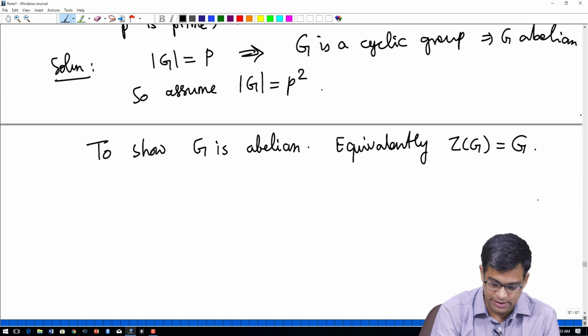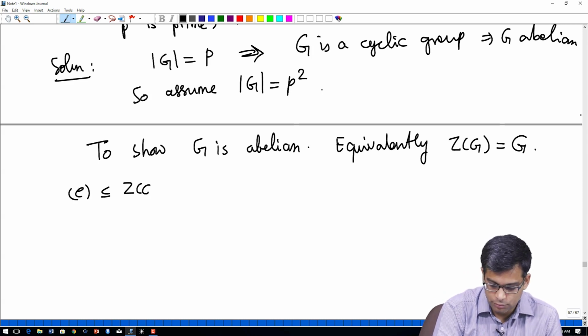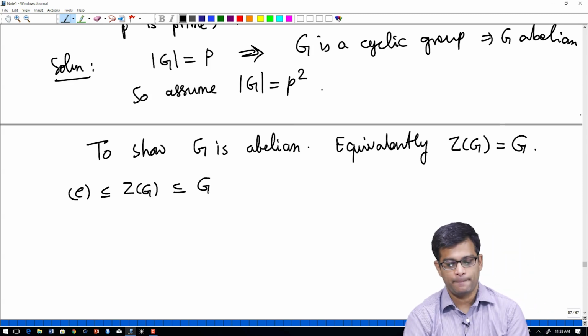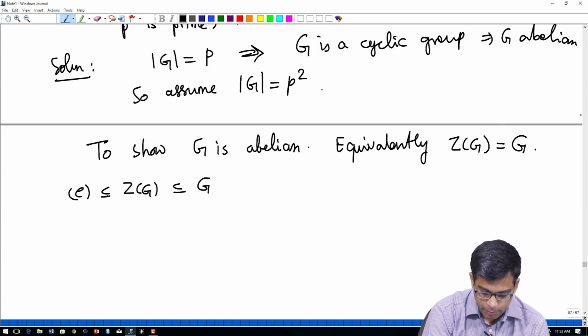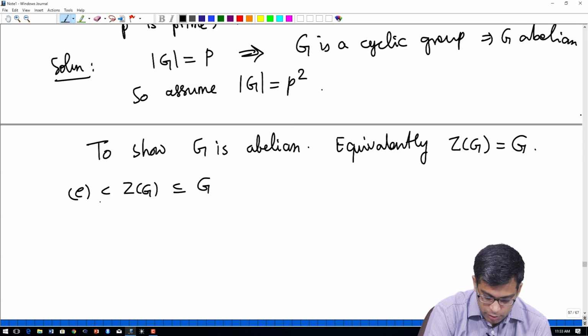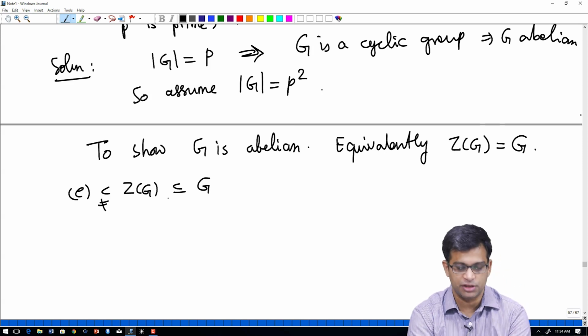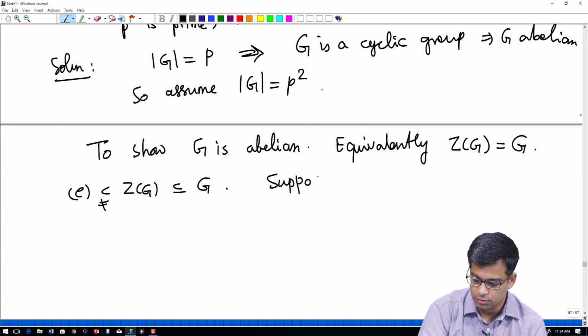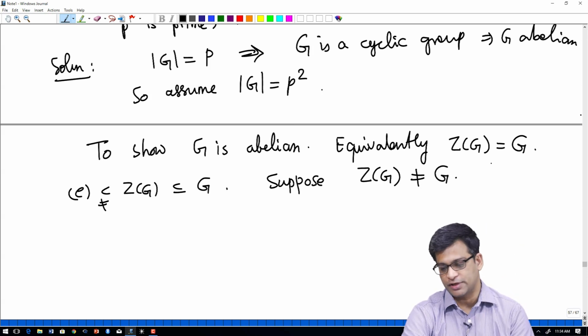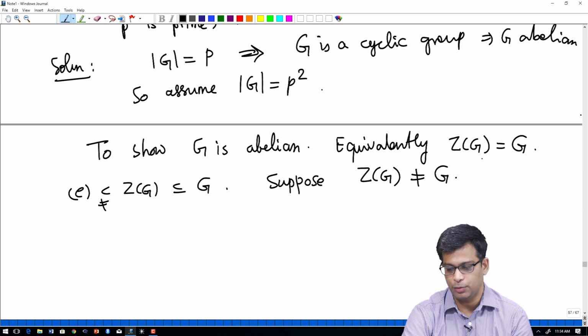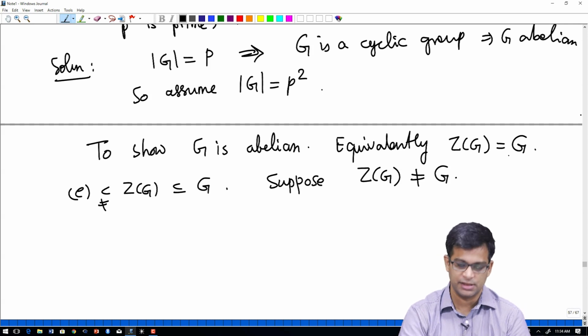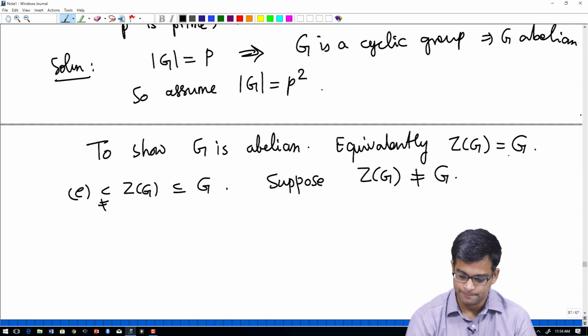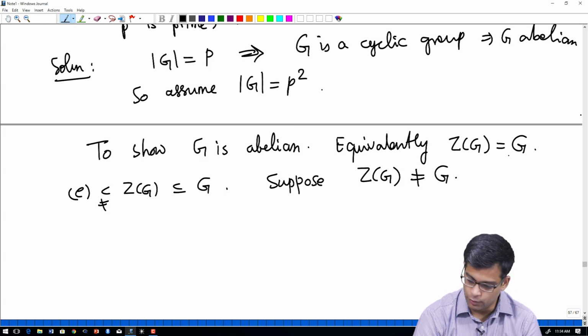What are the possibilities for the center? The center is a subgroup which is between E and G. By the previous problem, it is not equal to E. So, it is either G or it is strictly between. So, suppose, if possible, the center is not equal to G. You should think for a minute, if it is not clear to you, why the center being all of G implies G is abelian. This is just the definition of what a center is. So, suppose the center is not equal to G.